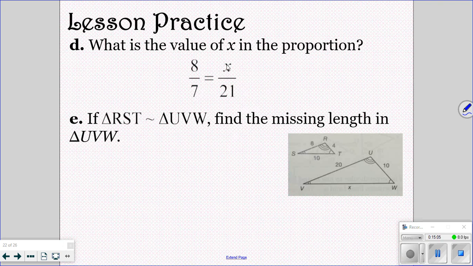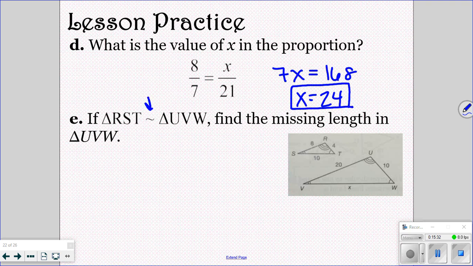So for this one, you're going to have 7x equals 8 times 21 is 168. And then if you divide by 7, you should get x equals 24. Okay? This tells you that the two triangles are similar.